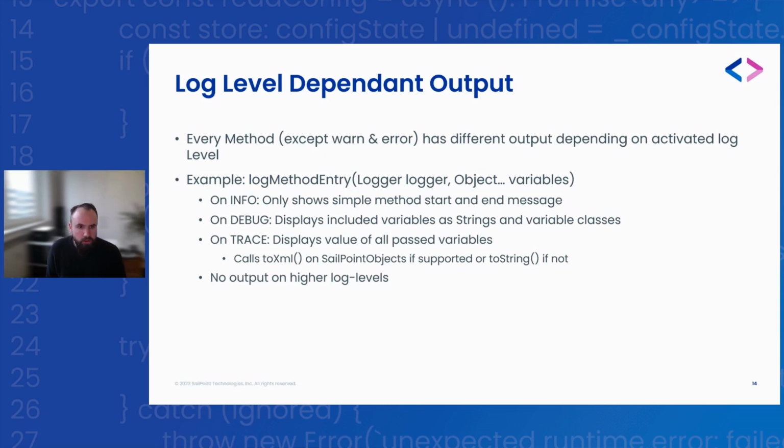The difference to the trace level is that on trace, this method also calls the toXML method on basically all objects that support this method. As we've learned yesterday, this method is quite expensive to do. So you only want to do that when you're sure about it, which you should be when you activate a trace logger.